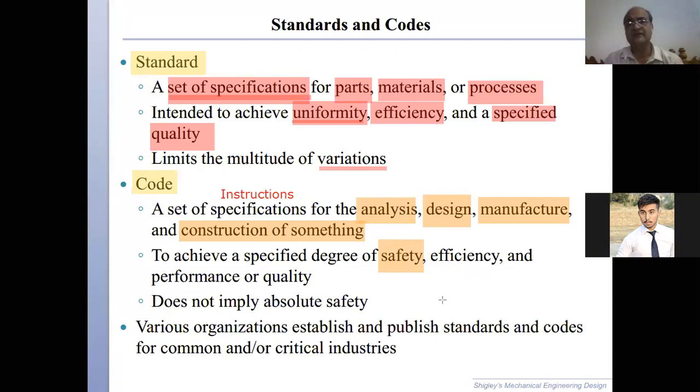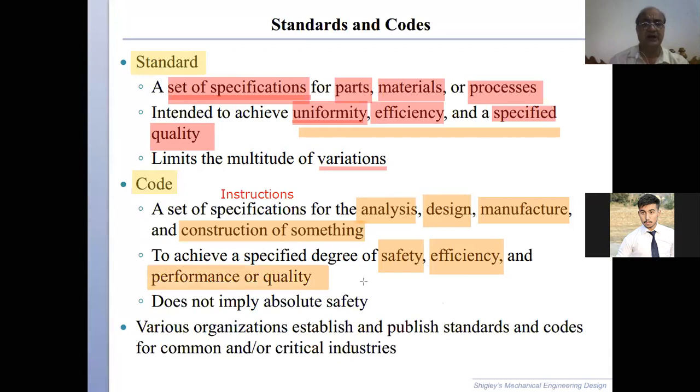You have to keep the factor of safety from 8 to 12. That is also a code. And so what does it do? Again, it is similar to this, that in code, it will achieve a specified degree of safety, efficiency, and performance or quality. For example, the code of when you are driving, you keep to the left in our country, right?